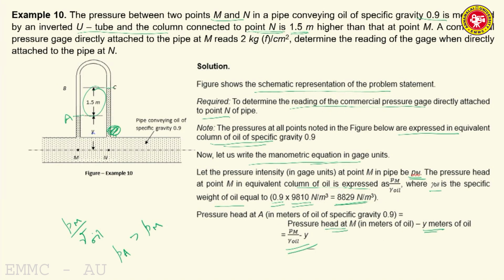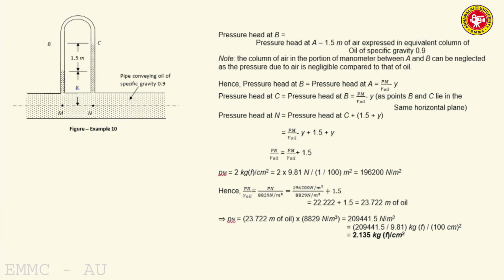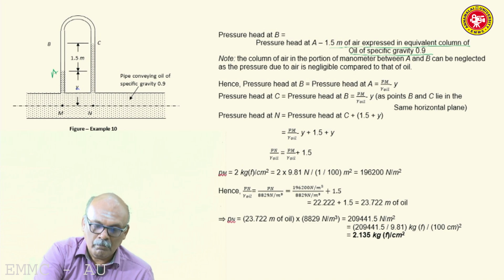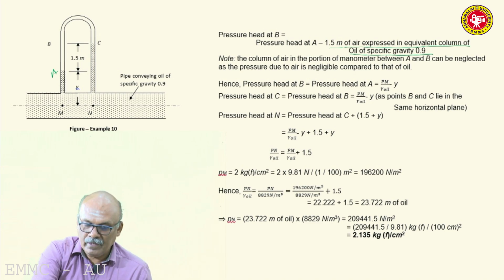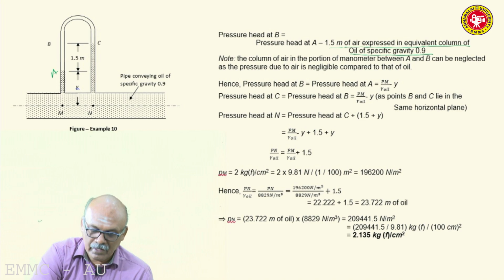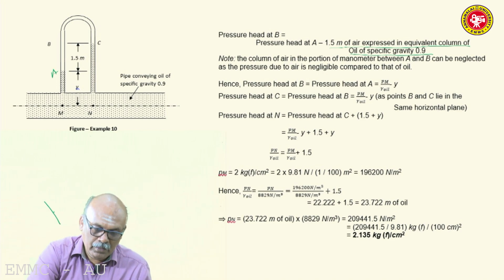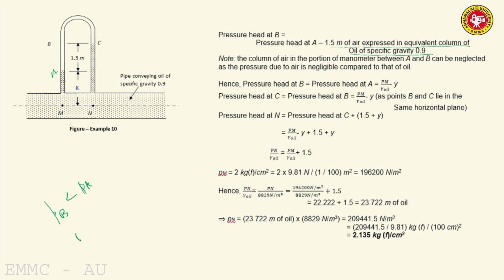Then pressure head at B. Where is B? B is a point in the left limb such that it is in line with C, which marks the surface of liquid in the right limb. So pressure head at B will be pressure head at A minus 1.5 meters of air expressed in equivalent column of oil of specific gravity 0.9. This is A, right. So it is pressure head at A minus, because B is above A, therefore, pressure at point B will be less than pressure at A. So PB will be less than PA because B is above A.